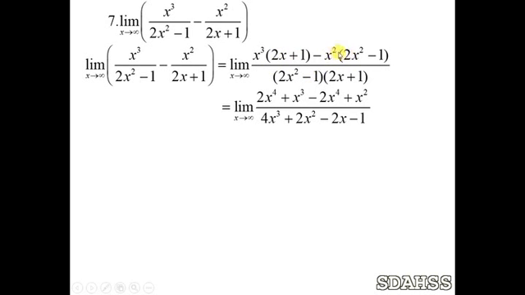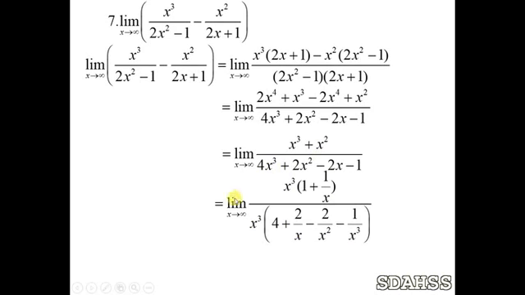minus into minus plus 1 into x square, divided by, similarly multiply the denominator also, so you have 2 into 2, 4x cube minus 2x plus 2x square minus 1. Limit x tends to infinity, plus 2x power 4 minus 2x power 4 cancel, so you have x cube plus x square divided by 4x cube plus 2x square minus 2x minus 1.